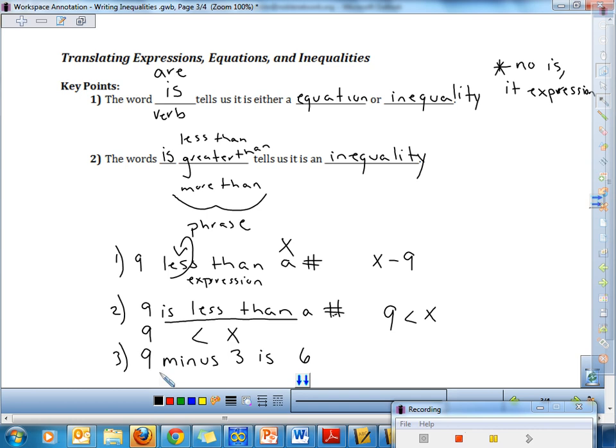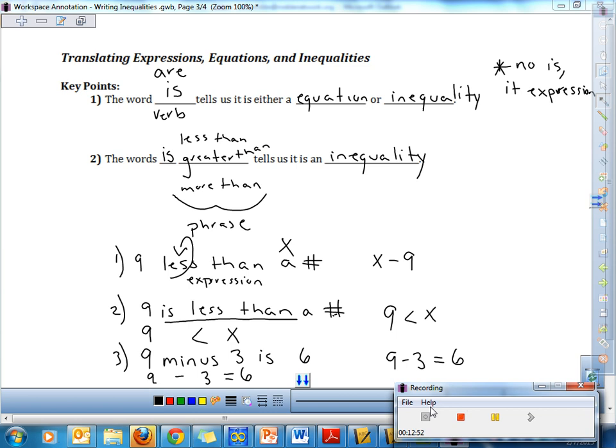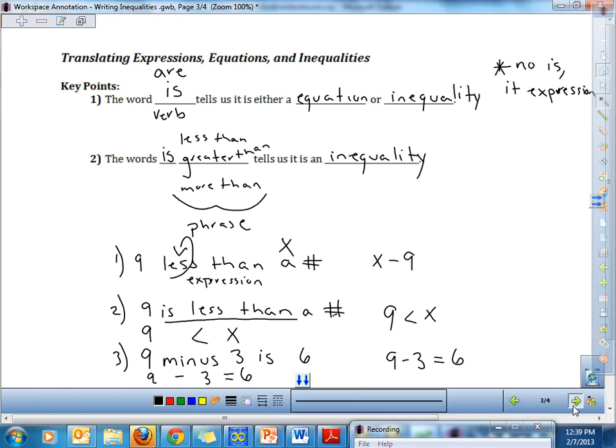Let's do this last one. 9 minus 3 is 6. Alright, I know it's going to be either an equation or an inequality because I see the word is. And I'm going to annotate 9 minus 3. There is no is and then a phrase. It's just is and then 6. So that tells me I'm going to have an equal sign and 6. So 9 minus 3 is 6. Alright, let's do a couple more examples so we can really get these. I'm going to move to the next page.